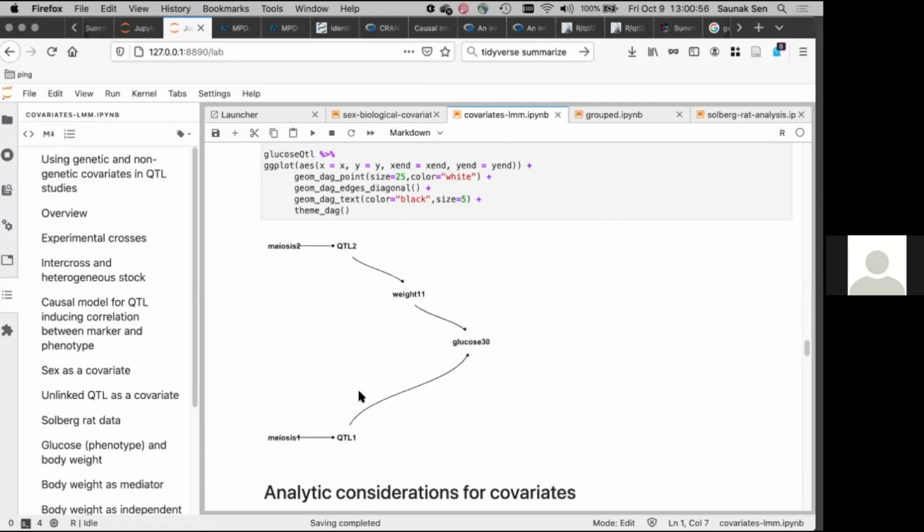And yeah, Saunak has introduced these causal diagrams in a very useful way. And actually, even in his first discussion on QTL mapping, he did that. We're theoretically into the discussion section here.